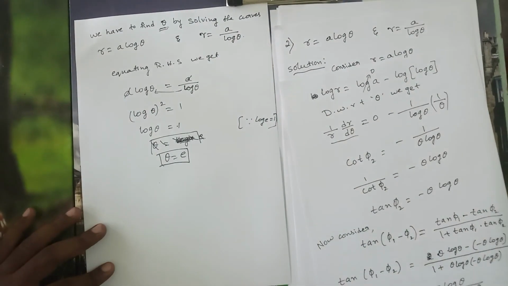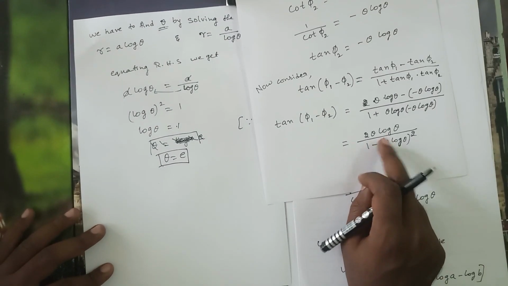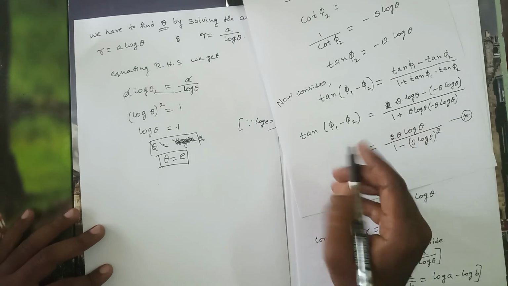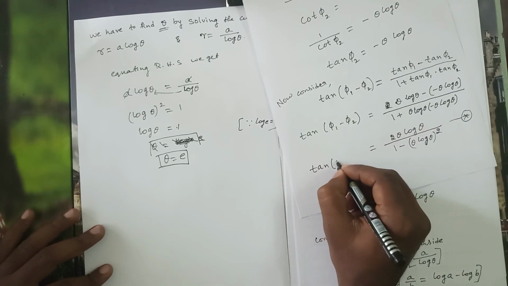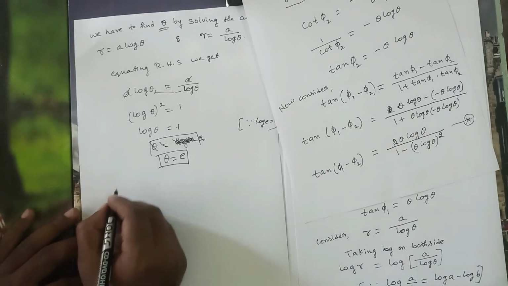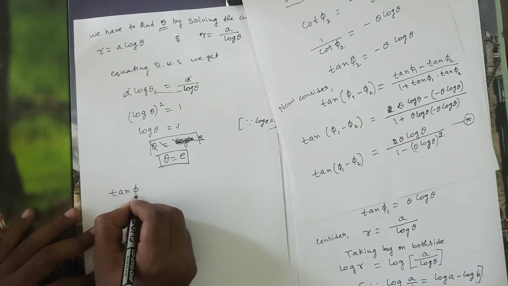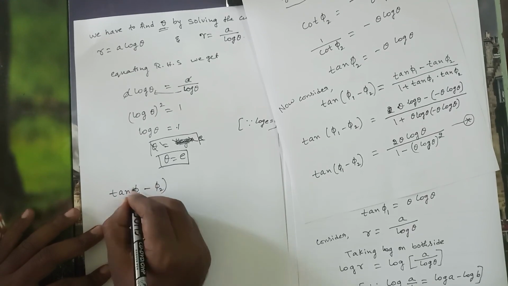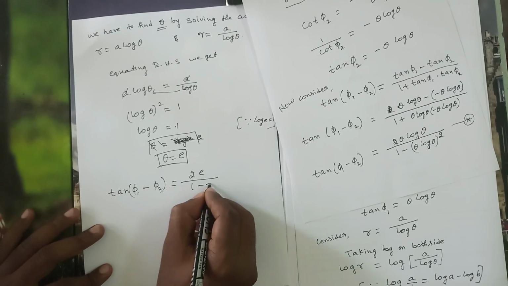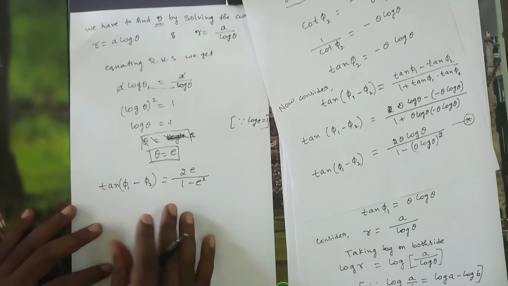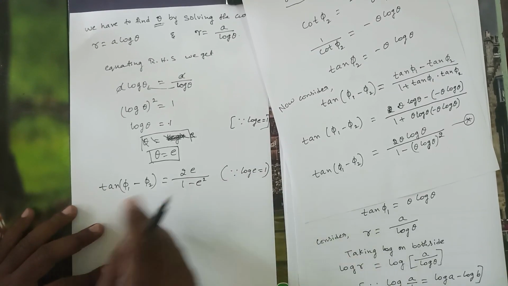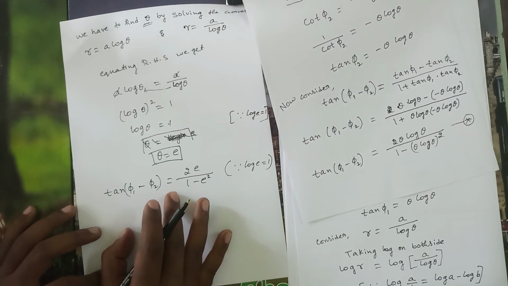Now you have found the theta value. So substitute in this equation, which I called equation 1. So what is this? Tan of phi 1 minus phi 2 equals 2e divided by 1 minus e square you'll get, because log e equals 1.